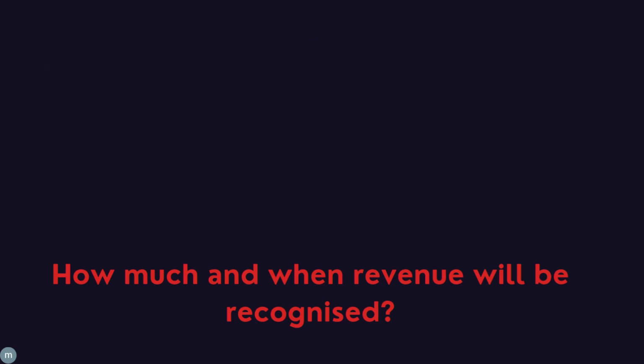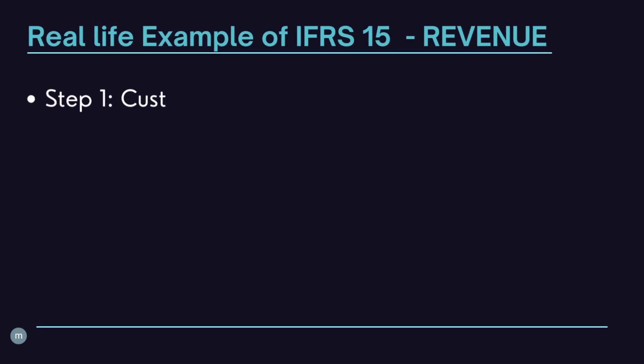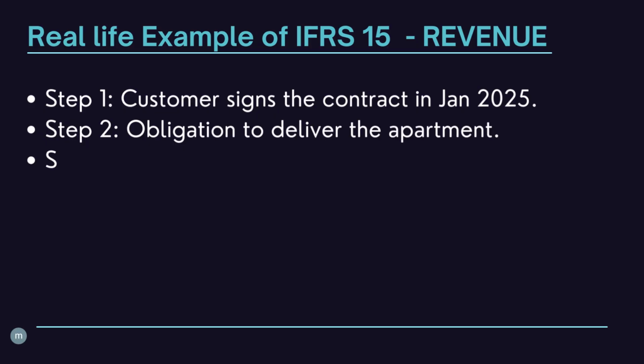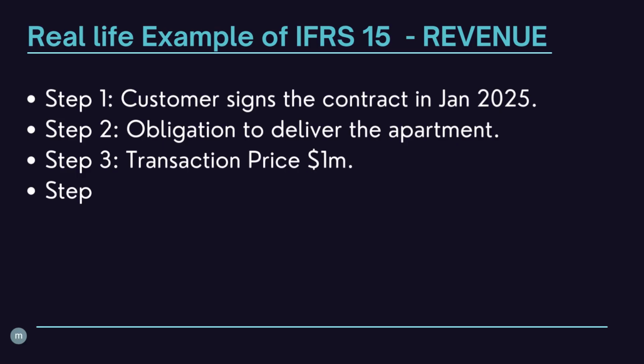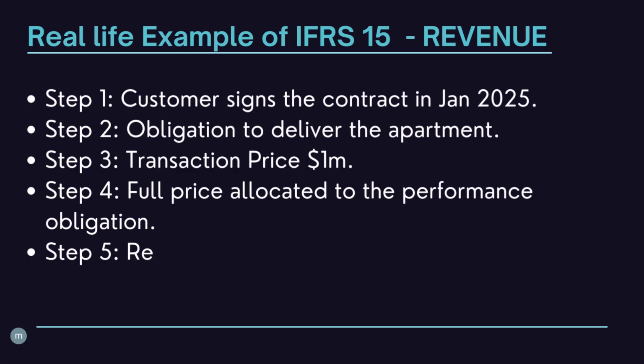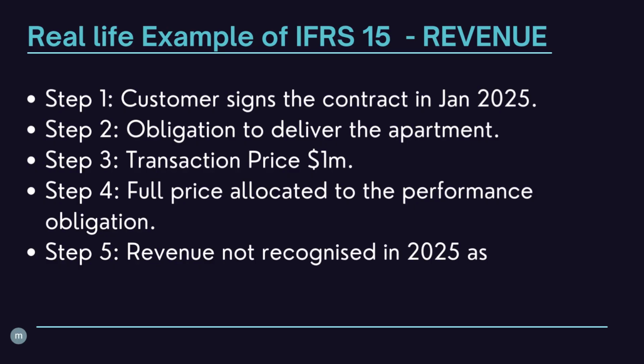Let's break it down. Step number 1, identify the contract. In our example, the customer signs a written agreement with Emaar in January 2025 to buy an apartment. That written contract means the deal is legally enforceable, so step 1 is done. Number 2, identify performance obligation. Here, the promise is very clear. Emaar promises to deliver one completed apartment. There is only one performance obligation, that is to hand over the apartment as promised.